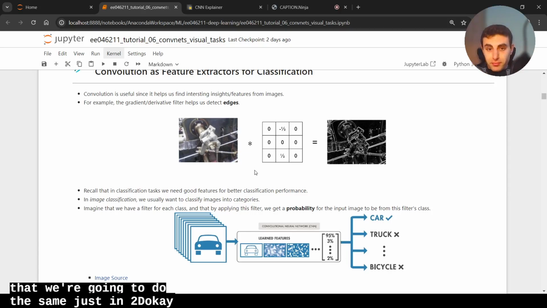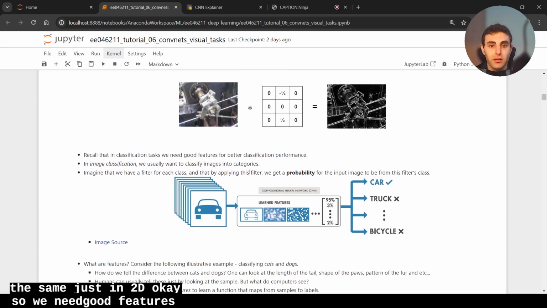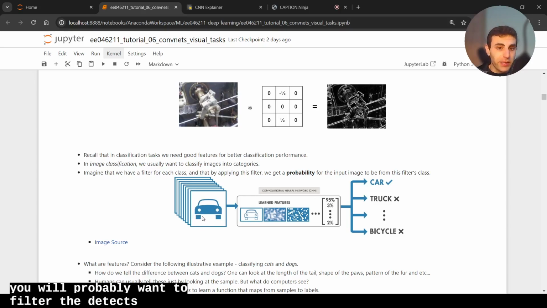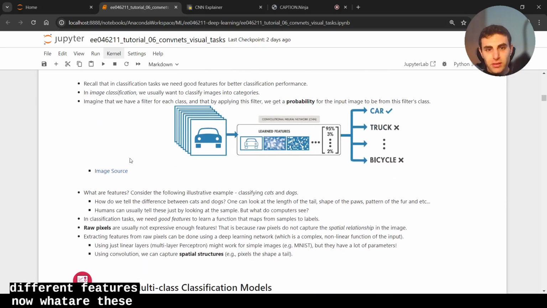Okay, so we need good features, right? So, for example, if you want to detect a car, you want the class to be a car, then you know that you will probably want a filter that detects wheels, detects headlights, detects the windshield, and things like that. And this is why in each layer we need multiple kernels, because we want each kernel to detect some different features. Now, what are these features?